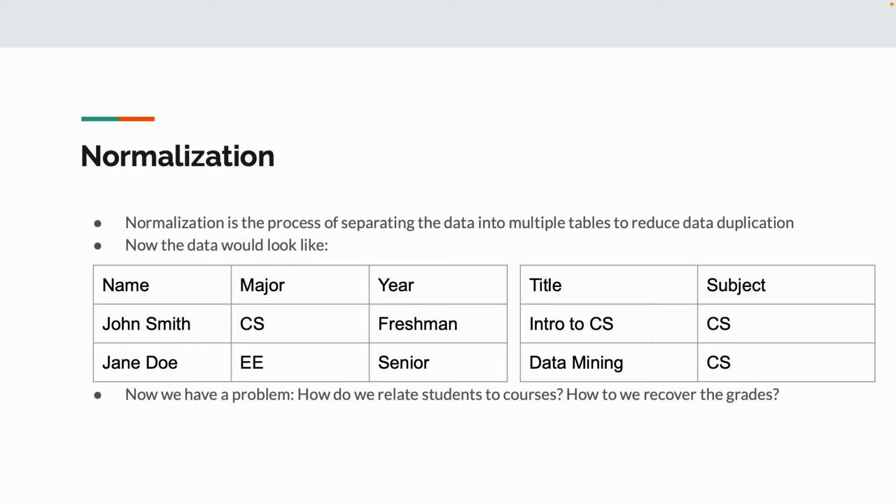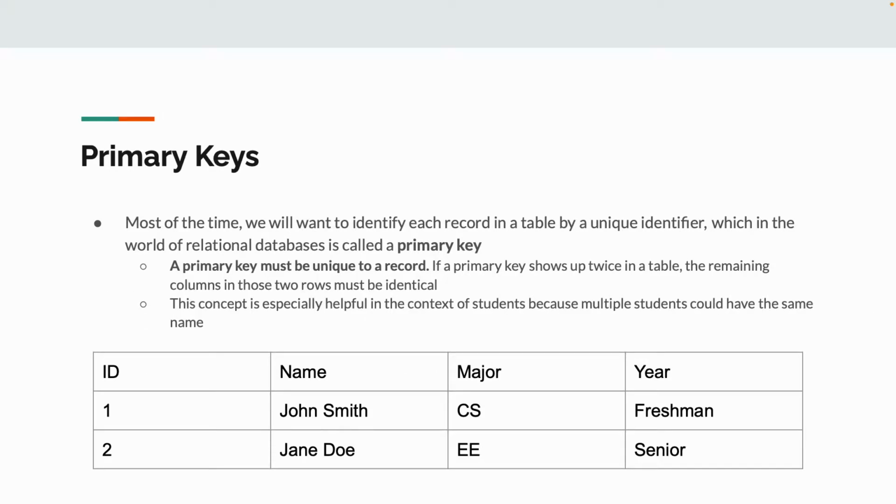And for that, we're going to need a couple of concepts. The first concept is a primary key. So most of the time in a relational database, we want to identify each record in the table by a unique identifier, which we call a primary key. A primary key must be unique to a record. So if a primary key shows up twice in a database table, the corresponding attributes for each row in which that ID appears must be exactly the same.